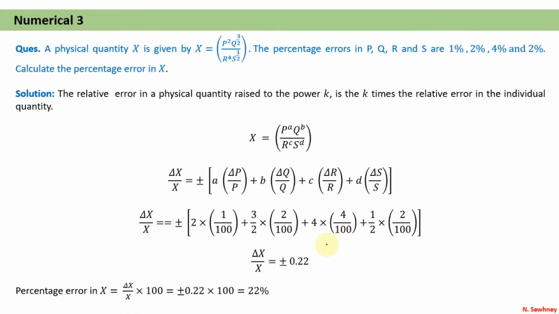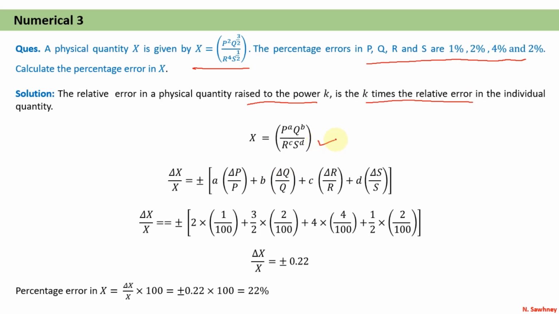Third numerical, a physical quantity X is given in this form, and the percentage errors in P, Q, R, S are given as 1%, 2%, 4% and again 2%. We have to calculate the percentage error in X. The relative error in a physical quantity raised to the power K is K times the relative error in the individual quantity. This we have just discussed.